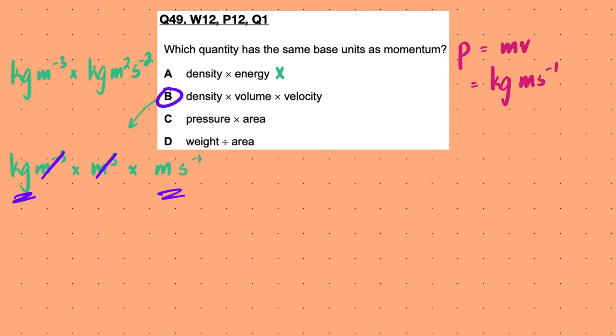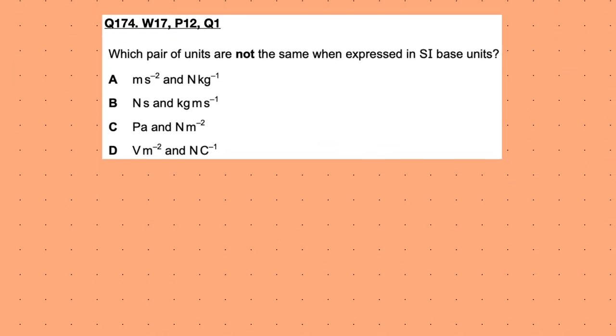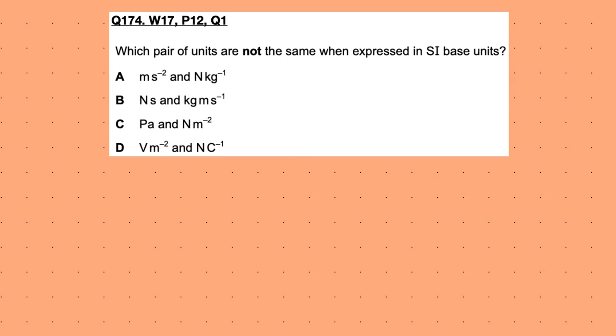Let's go on to the last question. Another type of question very common in the MCQ paper. Which pair of units are not the same when expressed in SI base units? All right. So let's say I start with A, and by the way, there are a couple of ways to do this. One is that if you have a good grip on the formula of the quantities in AS, then you can also use that instead of just working through the entire formula and finding out the base unit. So you can do that as well.